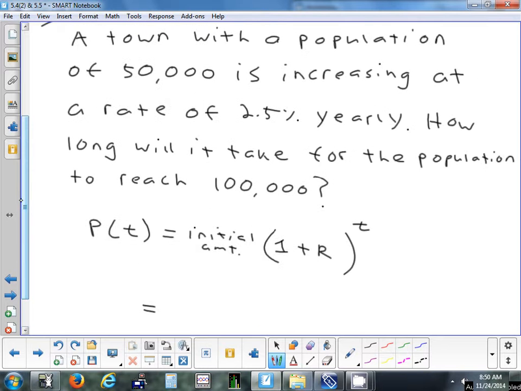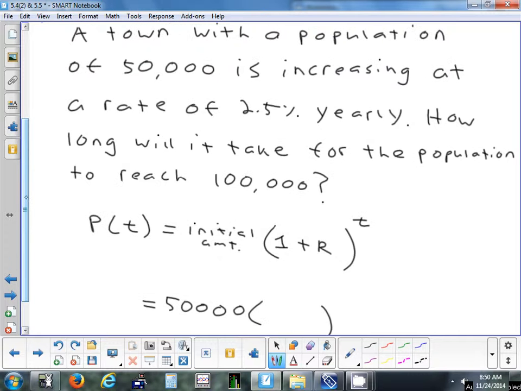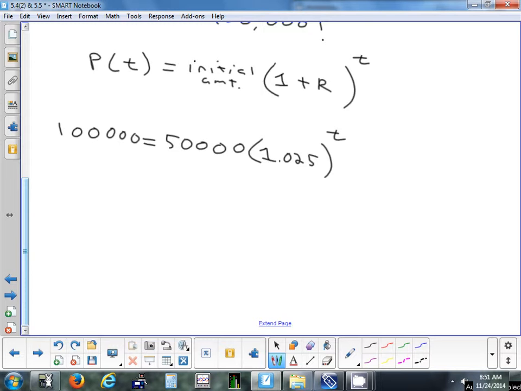What's our initial amount here? 50,000. As Marina said, my rate is going to be, move that decimal 2 places to the left. We get 0.025. So what's going to be in parentheses once I add 1 to that? Let's do that step all at once. 1.025, to the t. And what do we want the population to hit? It's going to equal how much? 100,000.